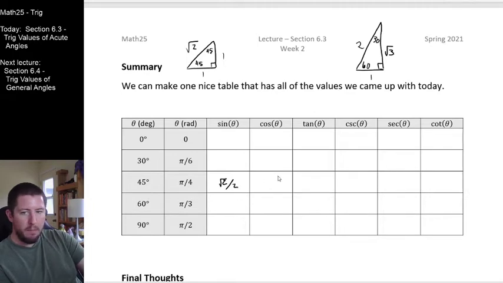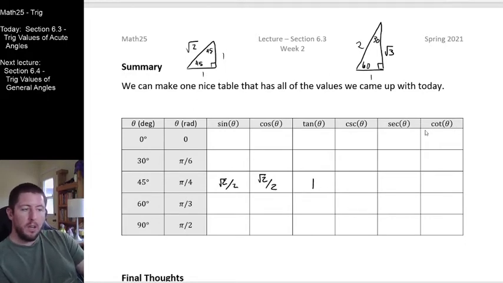Whoa, why is it moving around my stuff? Okay, I guess that's good there. Similarly, since both legs are the same length and sine and cosine just deal with opposite versus adjacent, this should also be root 2 over 2. Wow, I don't know what the heck it's doing to my stuff right there. Tangent is sine over cosine, and since these are equal to each other, this has got to be 1.